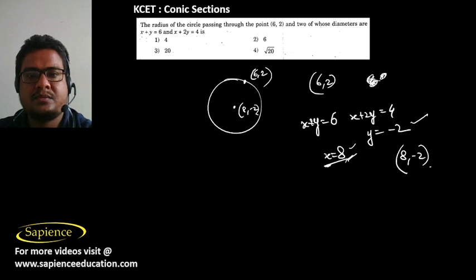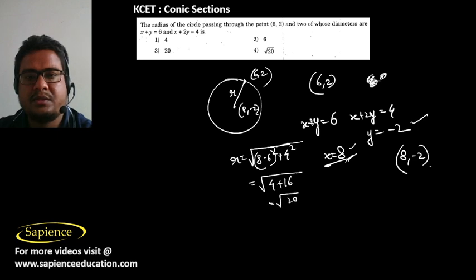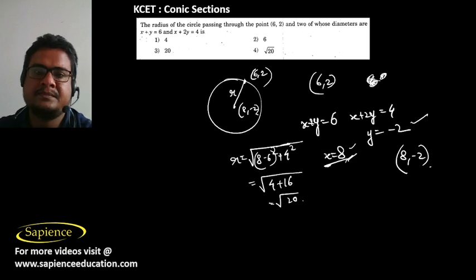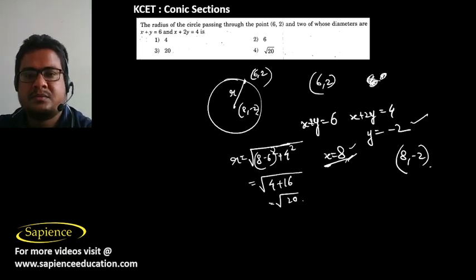Okay. So the radius is how much? The radius is equal to square root of 8 minus 6 whole square plus -2 that is 4 whole square. So that will be equal to square root of 2 square that is 4 plus 16, that is root over 20. So the radius is root over 20. Okay. So option 4 is the correct answer.